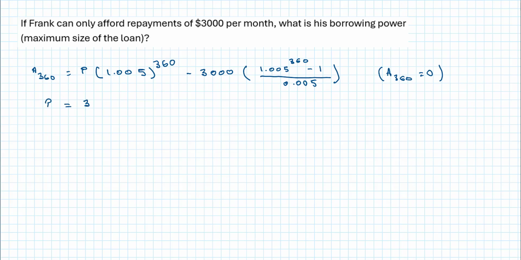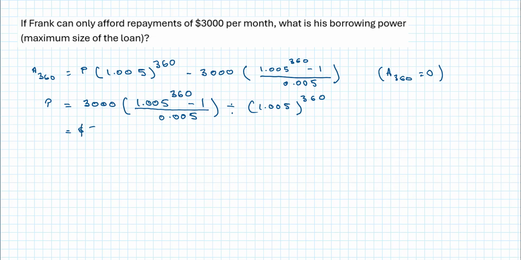So P would be 3,000 times 1.005 to the power of 360 minus 1 all over 0.005 divided by 1.005 to the power of 360. And when we work that out, we get $500,374.84.